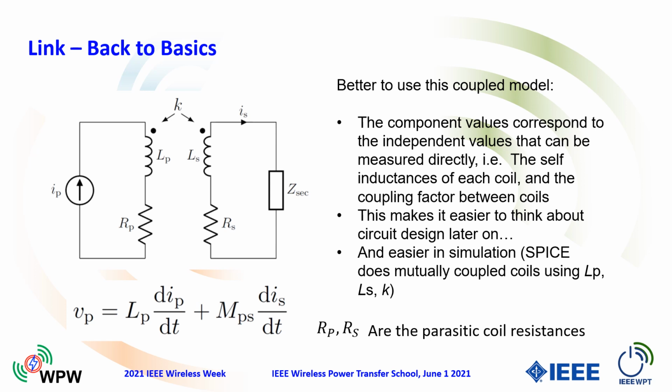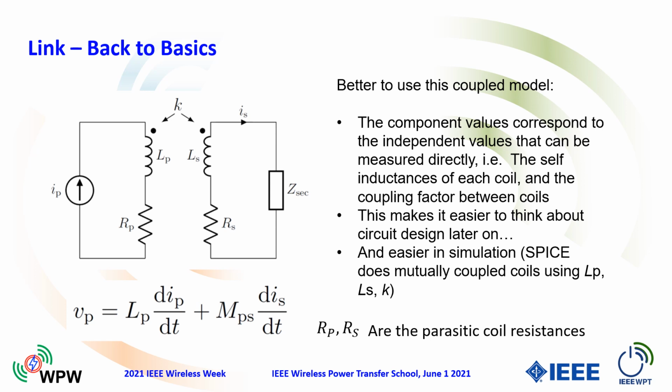We tend to favor this type of model here in wireless power types of analysis for a couple of reasons. The easiest one is to say, well, if you simulate these systems in SPICE, then actually SPICE uses self-inductances and coupling factor as a way of modeling mutually coupled coils. It doesn't use leakage inductance and magnetizing inductance natively in the way that you would put this circuit into SPICE. The other thing is that LP and LS, as shown here, are the actual self-inductances of physical components. You can go and measure them.